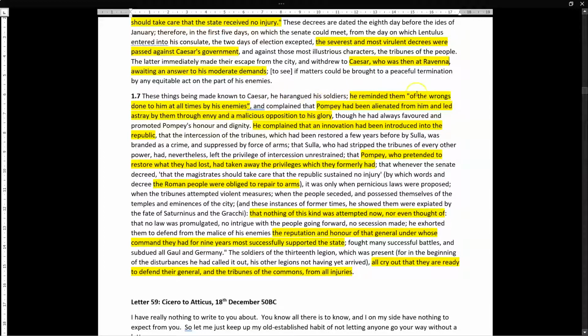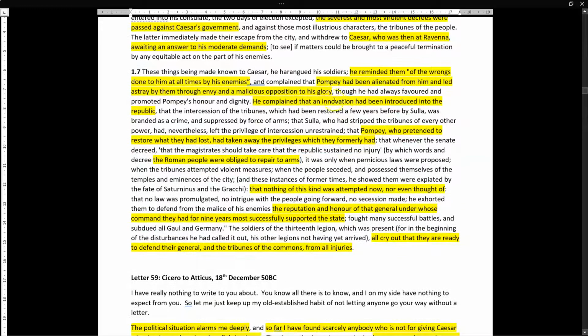He then speaks to the soldiers, reminds them of the wrongs done to him at times by his enemies, and complained that Pompey had been alienated from him. So again, it's not Pompey's fault. He has been kind of manipulated by the Senate and the Optimates, and led astray by them through envy and a malicious opposition to his glory, though he'd always favoured and promoted Pompey's honour and dignity. So it's not Caesar's fault. It's not even Pompey's fault.